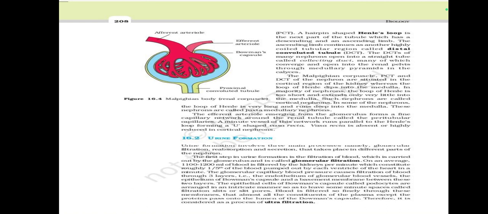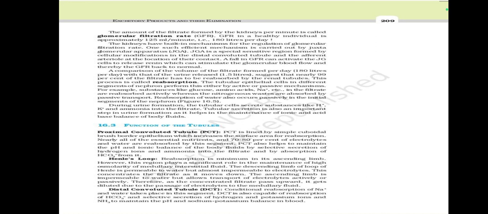Glomerular capillary blood pressure causes filtration of blood through three layers, that is, the endothelium of glomerular blood vessels, the basement membrane, and the epithelium cells of Bowman's capsule called podocytes. The podocytes are arranged in an intricate manner leaving some minute spaces called filtration slits or slit pores. Blood is filtered so finely through these membranes that almost all the constituents of the plasma except the proteins pass on to the lumen of the Bowman's capsule, and therefore it is considered a process of ultrafiltration.